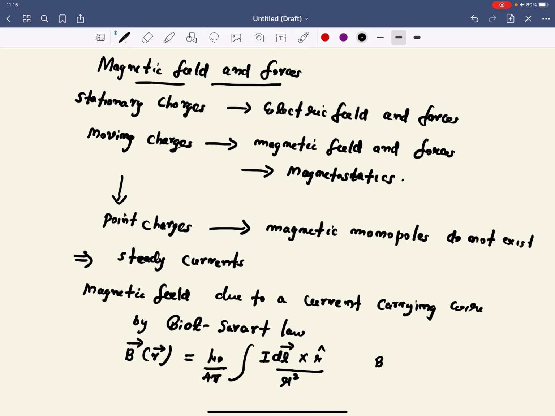So if you want to compare electrostatics versus magnetostatics, you can see that the Biot-Savart law is, what? It is actually the counterpart of Coulomb's law in electrostatics. Both follow a 1 by r squared relation. B of r is inversely proportional to the square of the distance where we want to calculate the magnetic field.